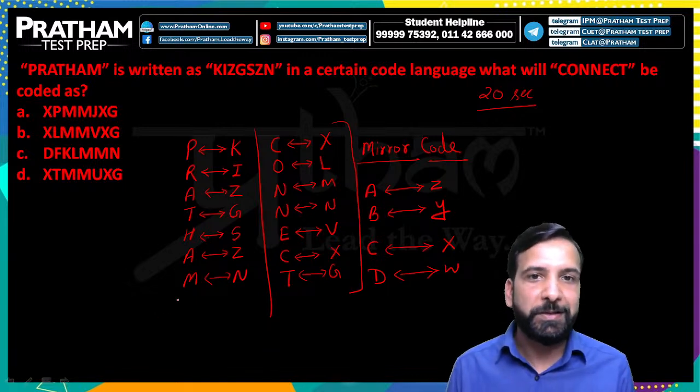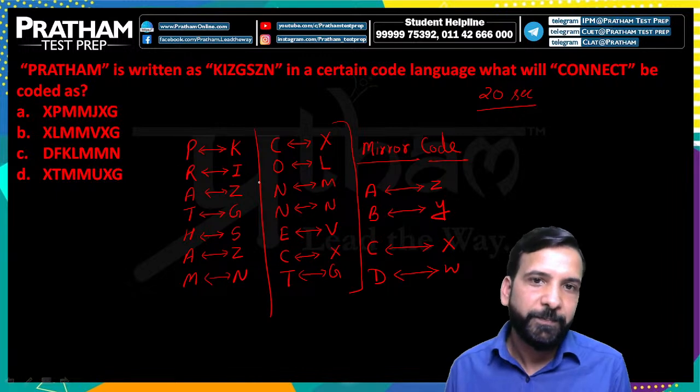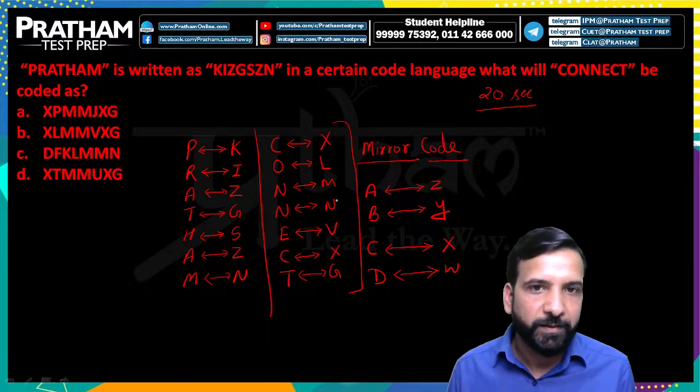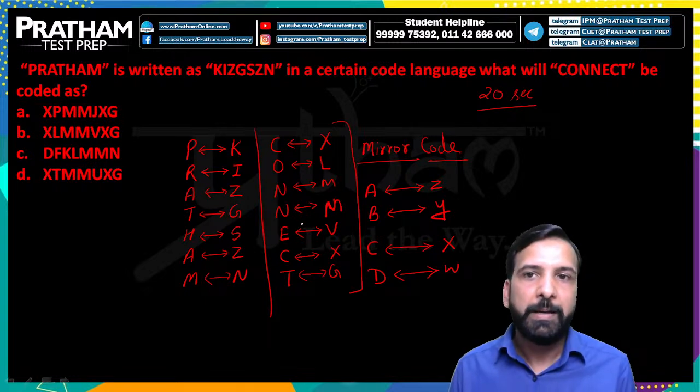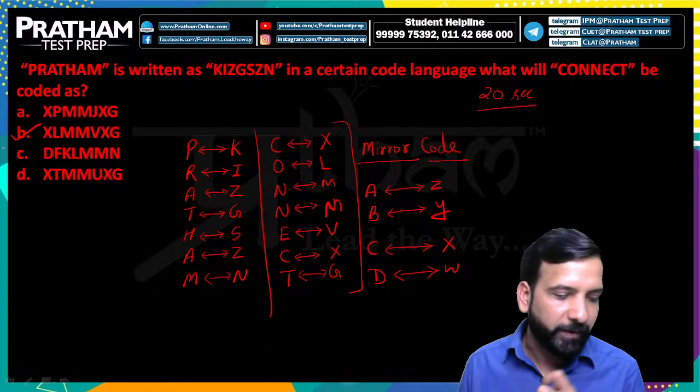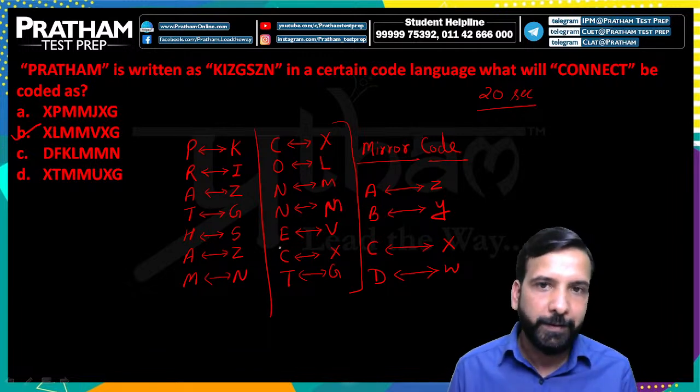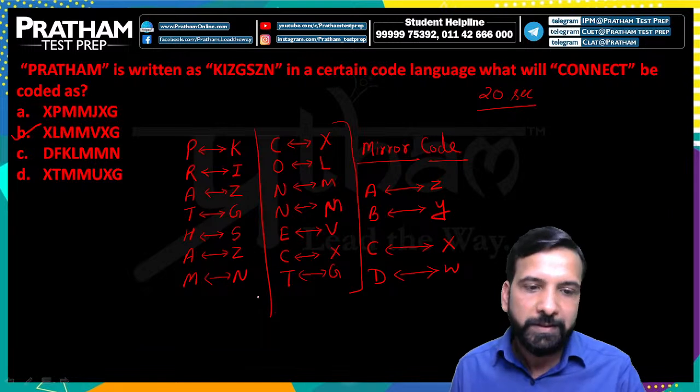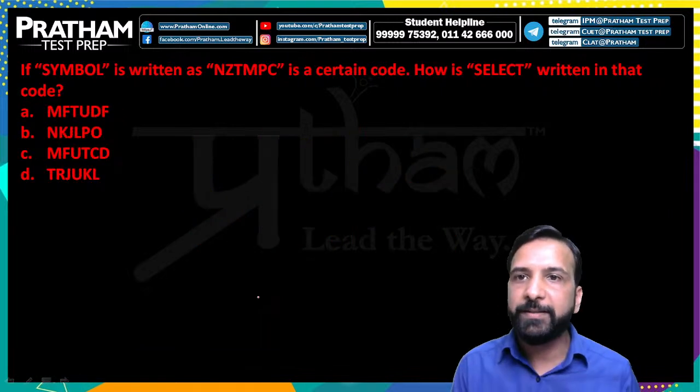Which option says this? That will be the correct answer. Here we have M, right? Mirror code value of N is M. X, L, M, M, V, X, G. That is option B, correct for this particular question also, right? I hope this is clear to everyone. Now moving to the next question.